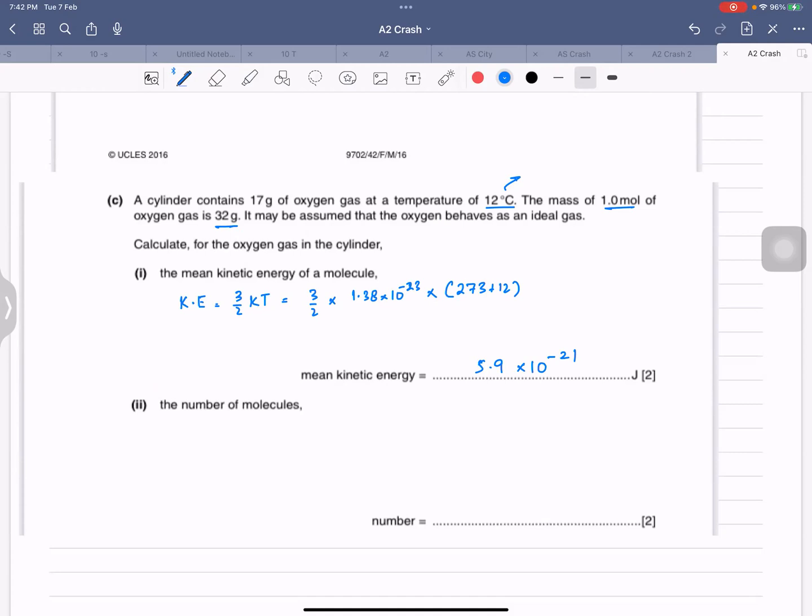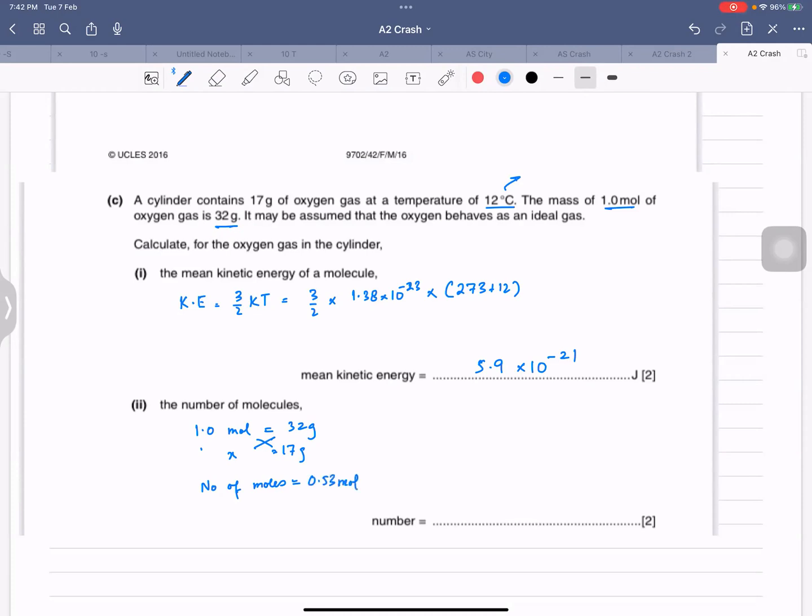Now, the issue with this is that we have 17 grams, right? So if 1 mole is equal to 32 grams, then how many moles will 17 grams have? Can you please cross multiply and check? Number of moles, please. 0.53.